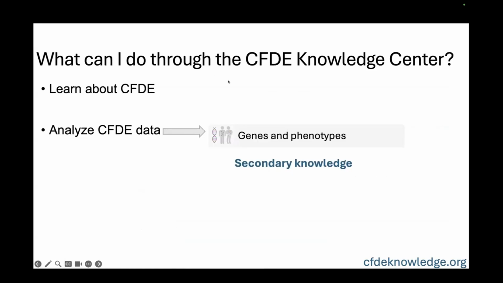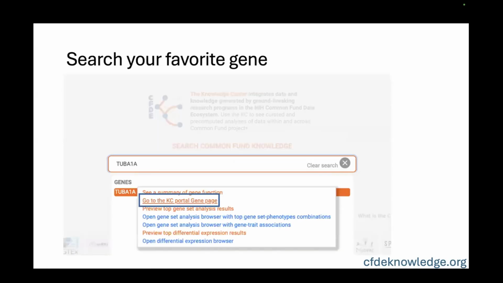All right, so the second major thing that we do at the Knowledge Center is analyze CFDE data. So I'm going to talk about that now. The first type of analysis that we have available is by looking at genes and phenotypes and how they're represented through various CFDE programs. So this is an example of secondary knowledge that I talked about before, where we at the Knowledge Center take information that's been generated by these CFDE programs and synthesize it and analyze it in a novel way to bring unique insights.